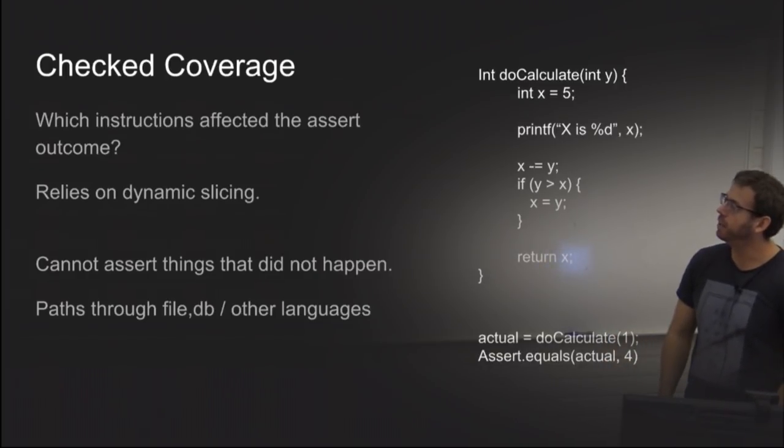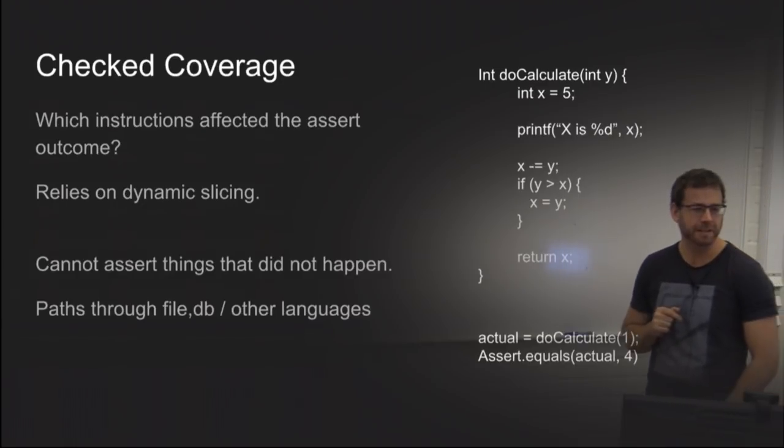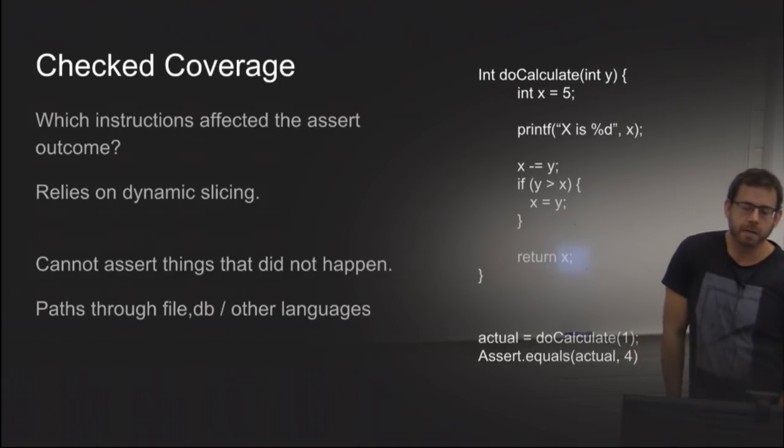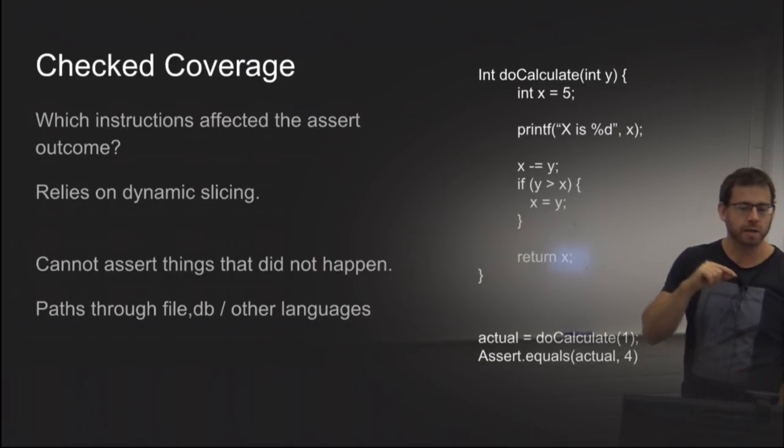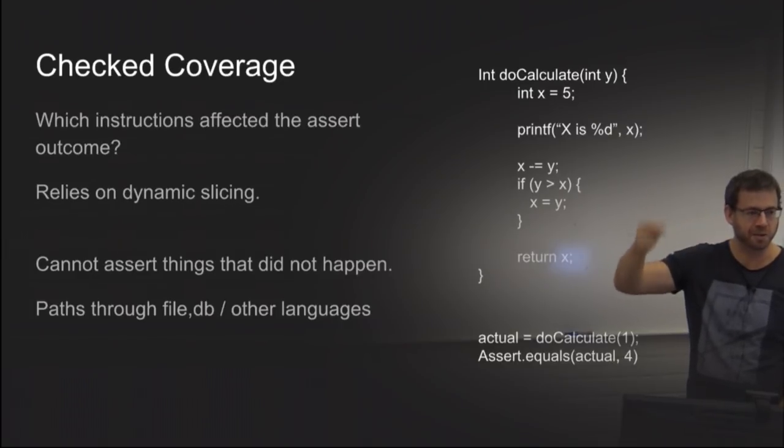I did this, I think, in 2012 or something like that. And I thought, okay, which instructions actually affected the assert's outcome? And then if an instruction has affected an assert's outcome, then we call that covered.